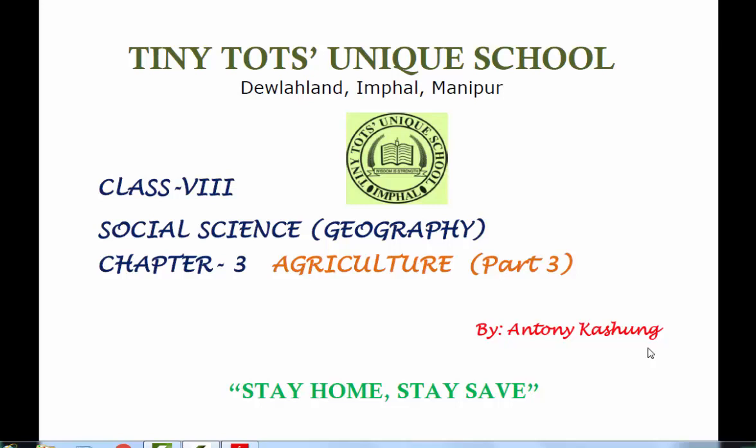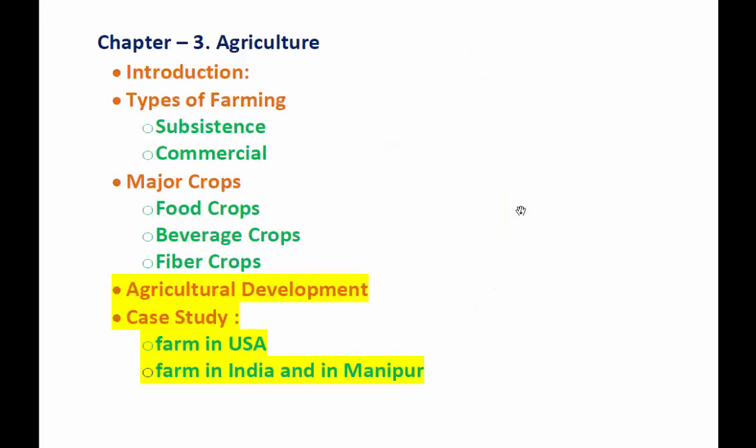Students of class 8, today let us continue with chapter 3 from social science geography. Well, in the previous class we have discussed major crops, including food crops, beverage crops, fiber crops, etc. Today we will see together agricultural development and also the case study from a farm in USA as well as a farm in India and in Manipur.